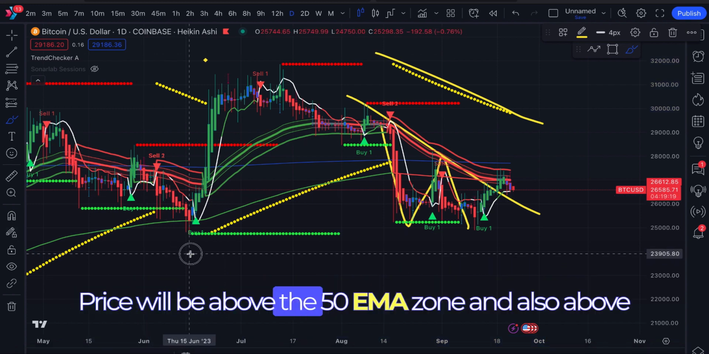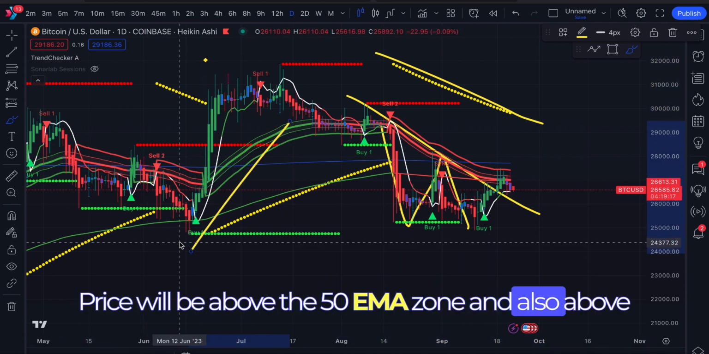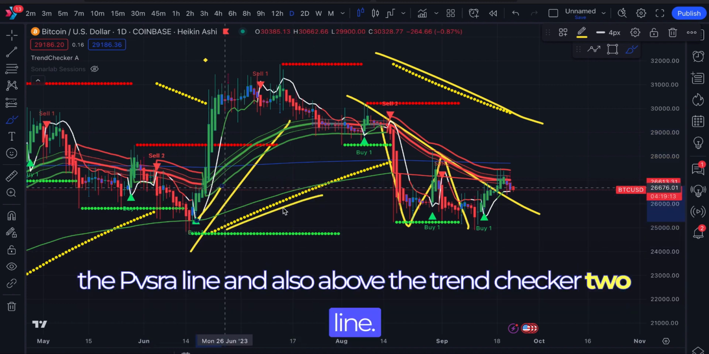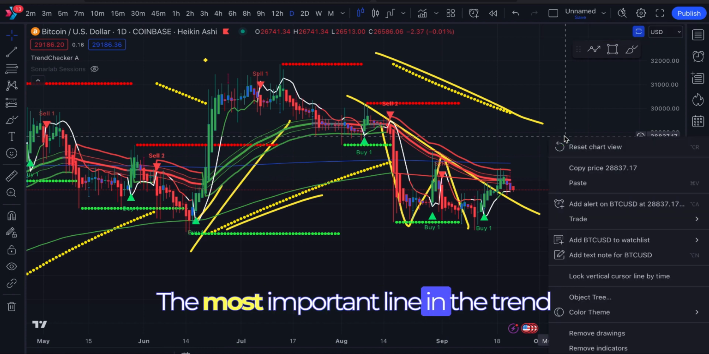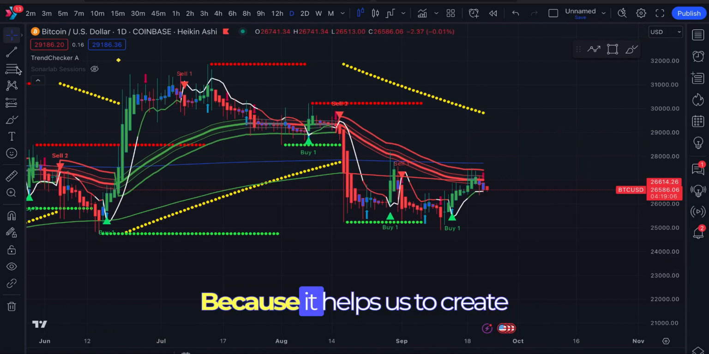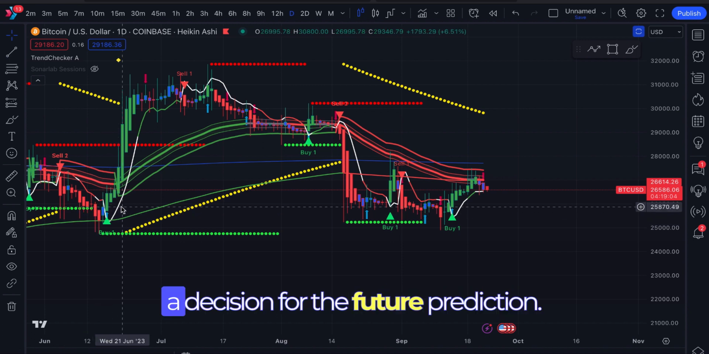In the markup phase, it is the opposite of the markdown phase. Price will be above the 50 EMA zone and also above the PVSRA line and also above the TrendChecker 2 line. The most important line in TrendChecker is the TrendChecker 2 line, because it helps us make a decision for the future prediction, right?